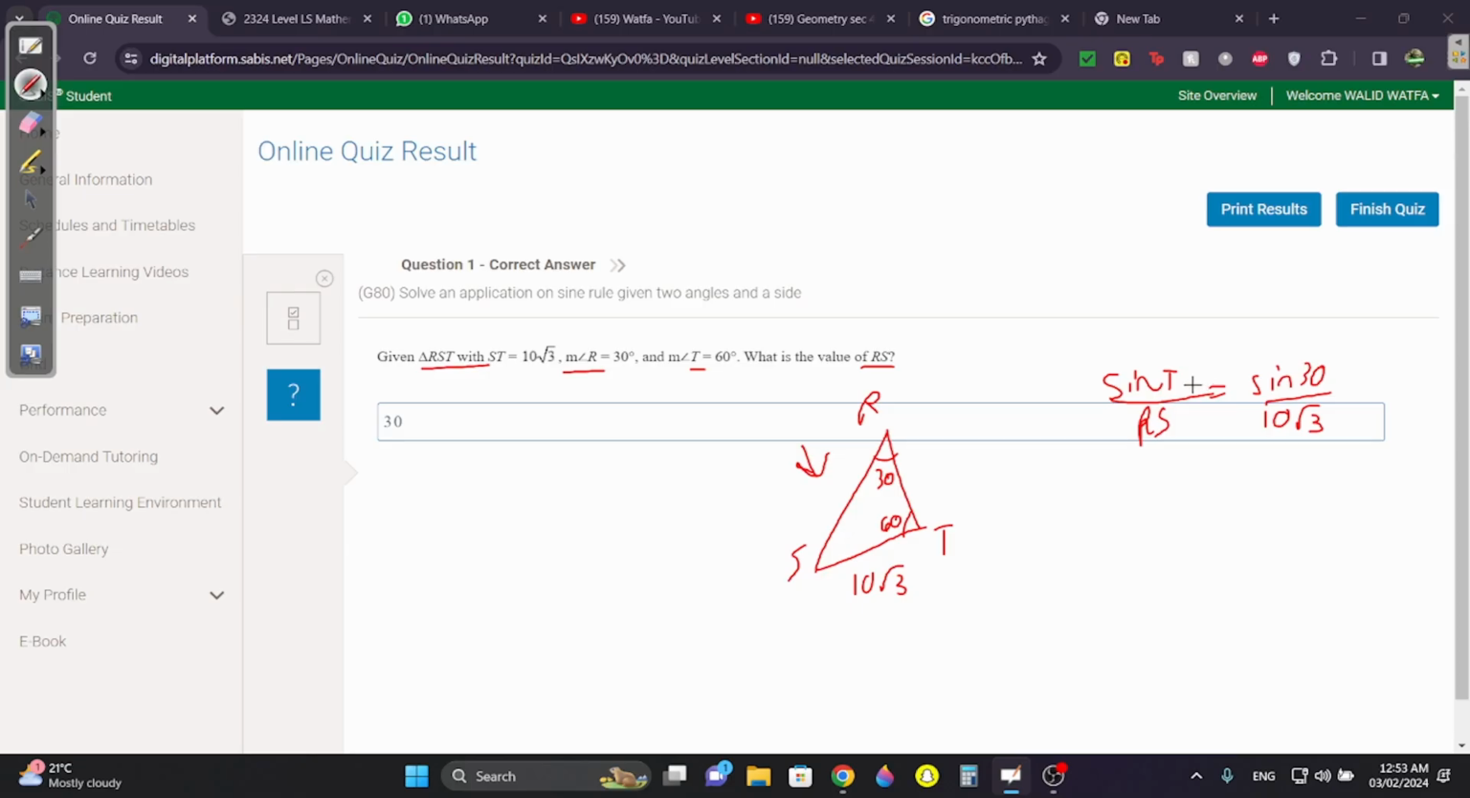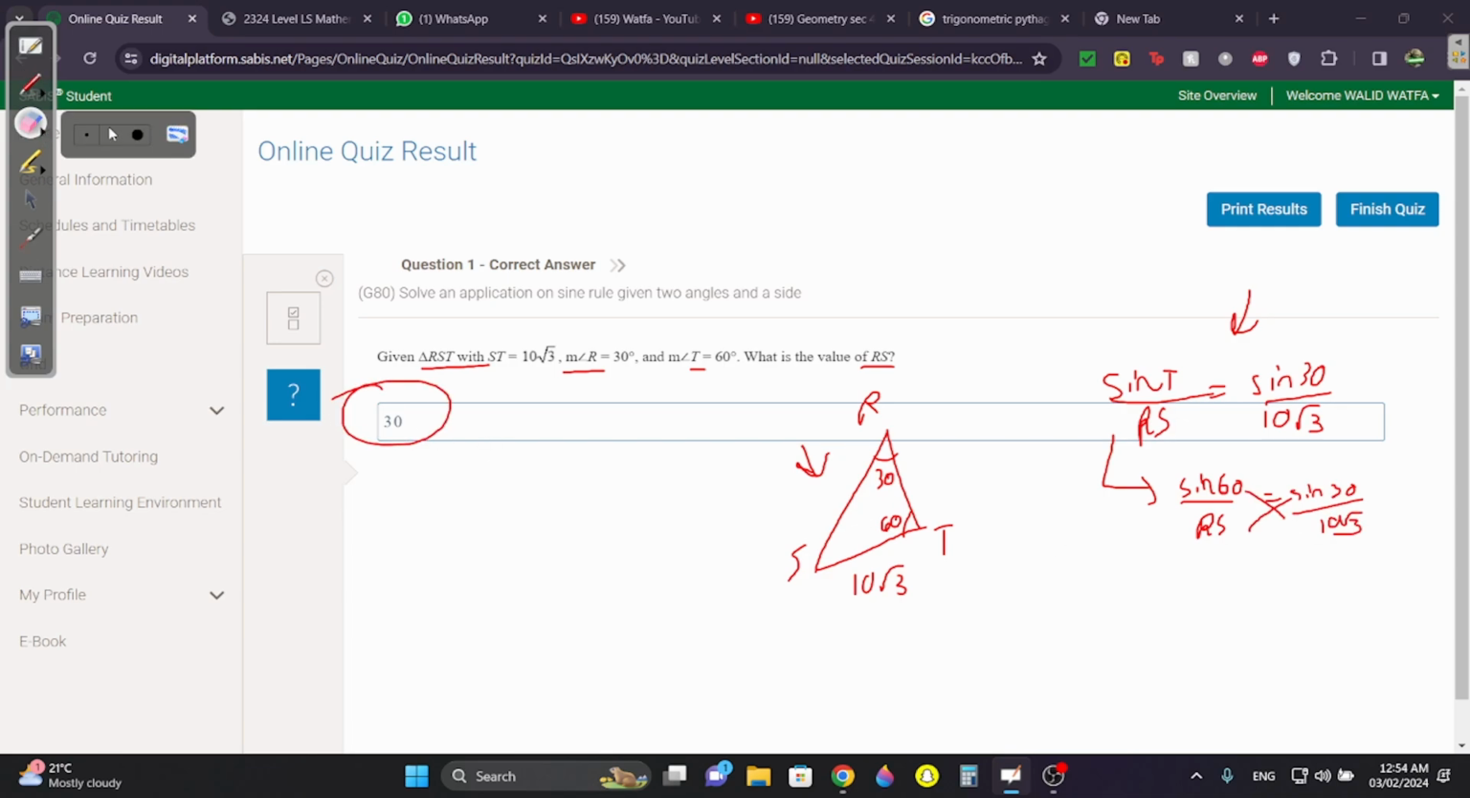What you want to start with doesn't matter as long as you get this. That's what matters. Always have your opposite side, meaning known opposite. The important thing is to solve this. Sine T, T is 60, so sine 60 over RS equals sine 30 over 10 radical 3. Cross multiply, you get 30.